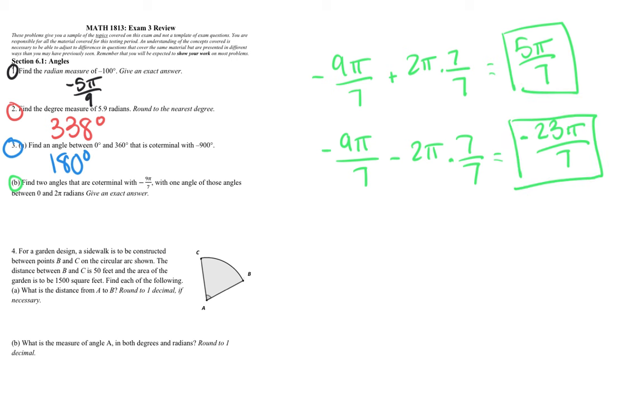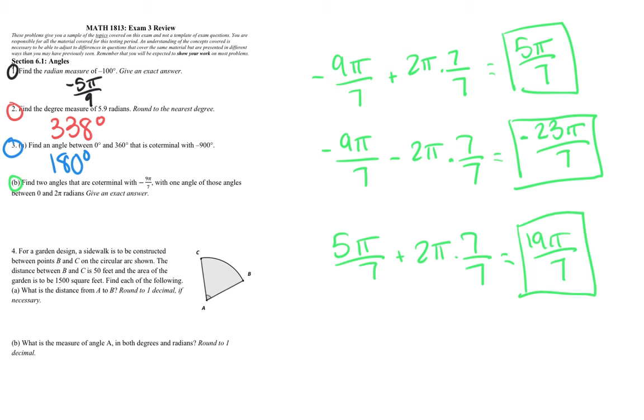Also, you don't have to subtract 2 pi. You could add 2 pi to your original 5 pi over 7. You could add 2 pi, again, times 7 over 7, and this would give us another answer, 19 pi over 7, which is equivalent to all these angles.